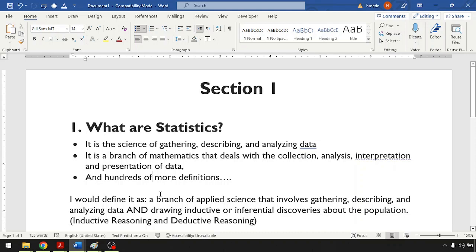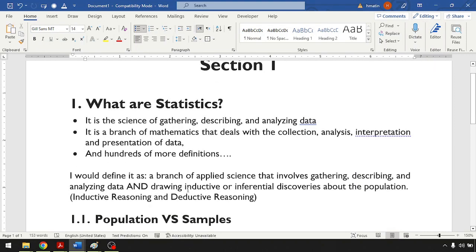I would like to start by looking at some of the definitions of statistics that are out there. The majority of books define statistics as a science of gathering, describing, and analyzing data, or as some refer to it, a branch of mathematics that deals with collection and analysis of data, and many more definitions that are out there. I don't say that any of these definitions are incorrect. I would just add that one of the core objectives of statistics is to draw inductive or inferential discoveries about the population.